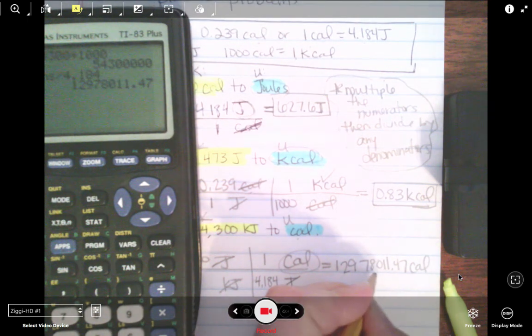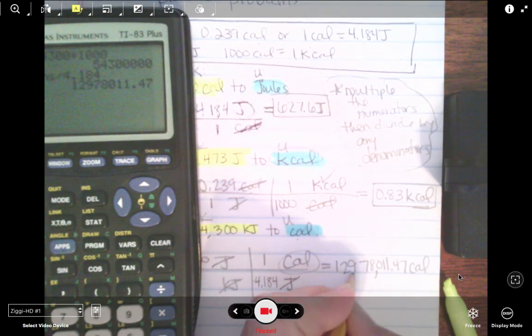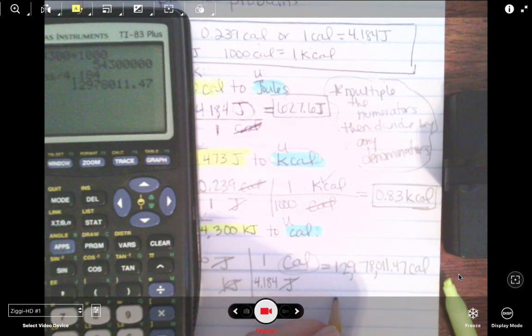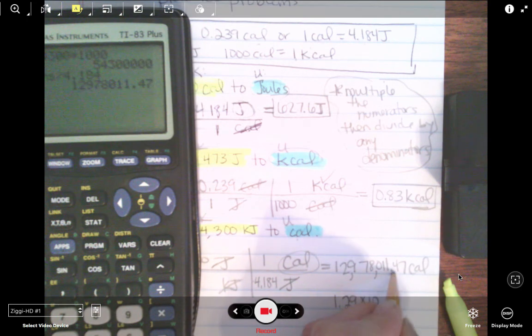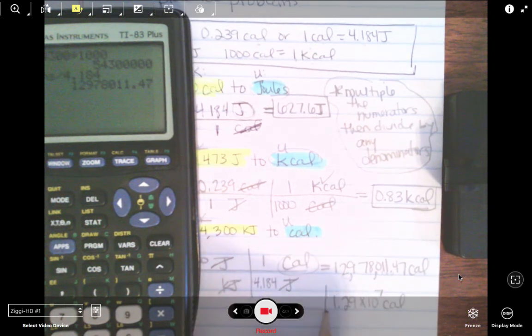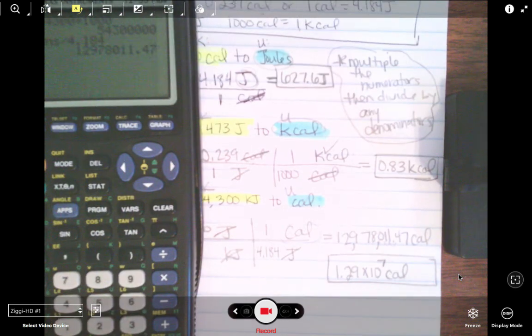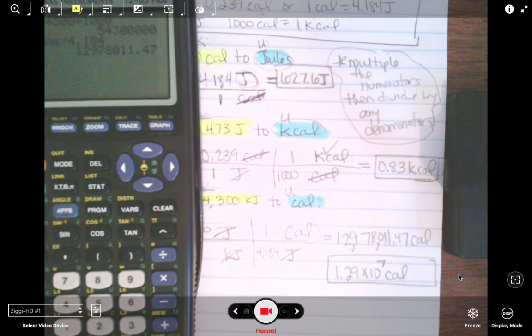So to put it in scientific notation, I would actually put 1.29 times 10 to the 1, 2, 3, 4, 5, 6, 7 calories. That way the number is more compact, like that. If you're unfamiliar with scientific notation, I will link another video. You can quickly watch that and figure out how I created this number.